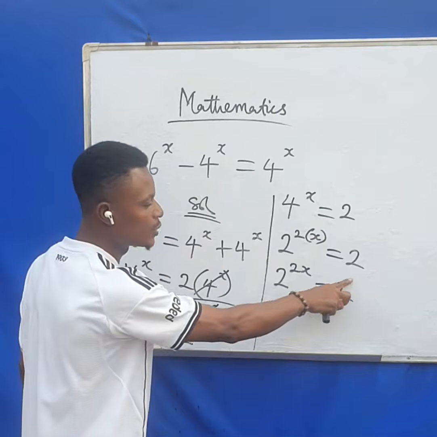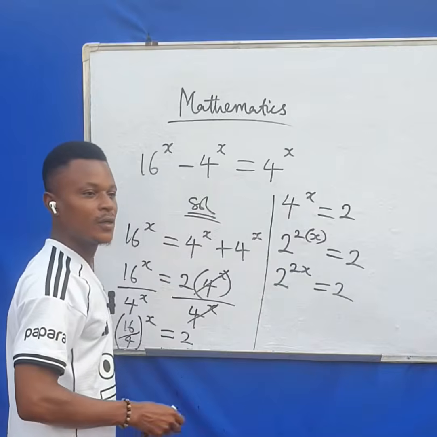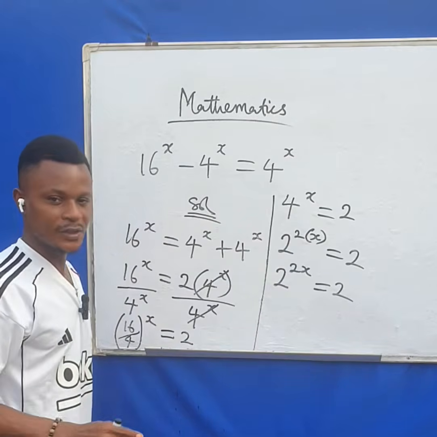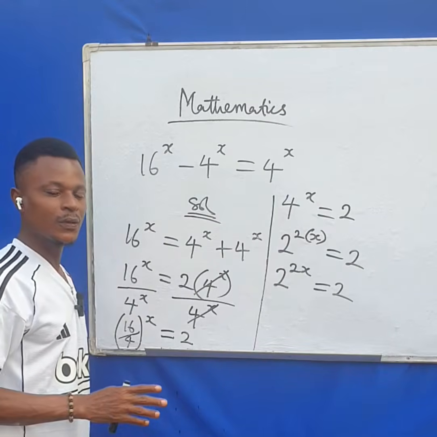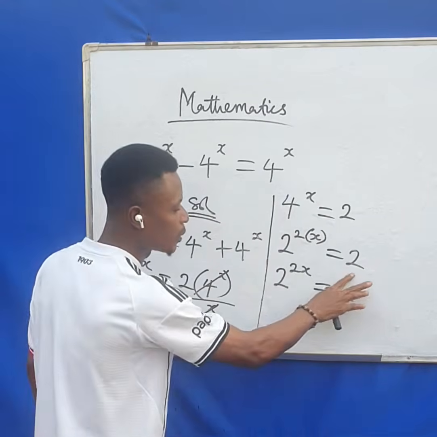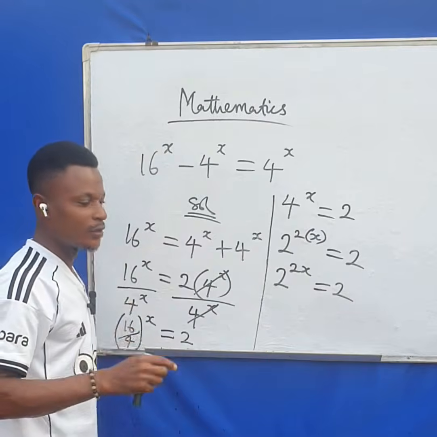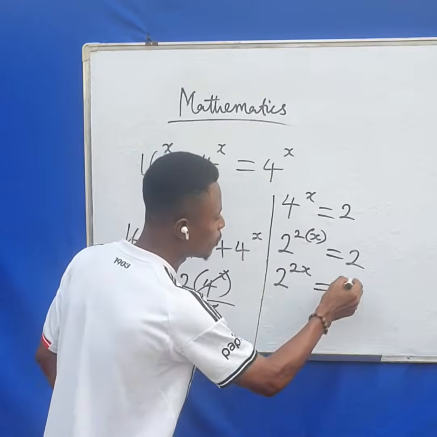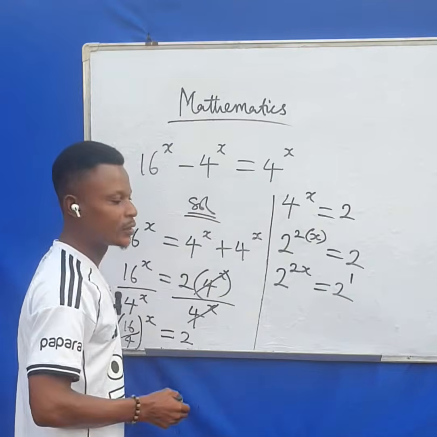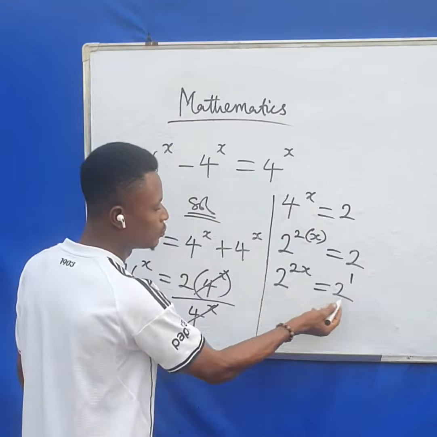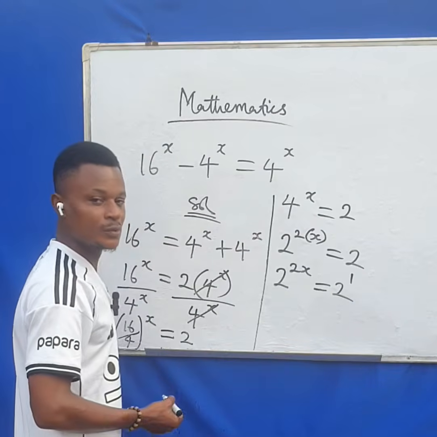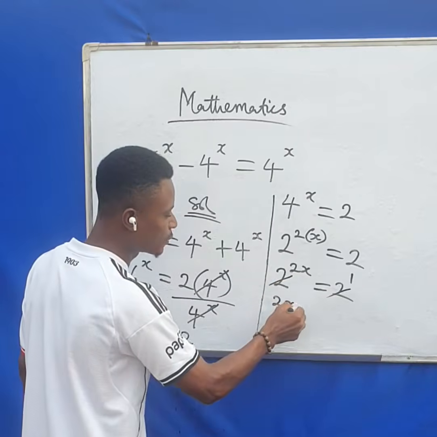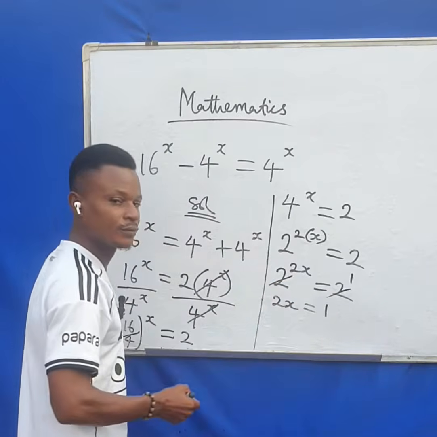This 2 here is without any visible power. Because it is without a visible power, we are going to apply something called null power law of indices. According to that law, if a number is without a visible power, it means that the power is 1. So because this 2 is without a visible power, it means the power is 1. We're going to put power 1 here. You can see now that we have the same bases here. So because the bases are the same, we'll cancel. And we are left with 2x equal to 1.